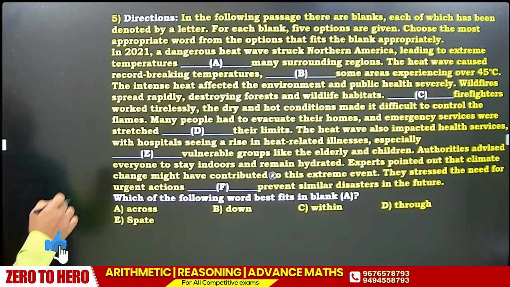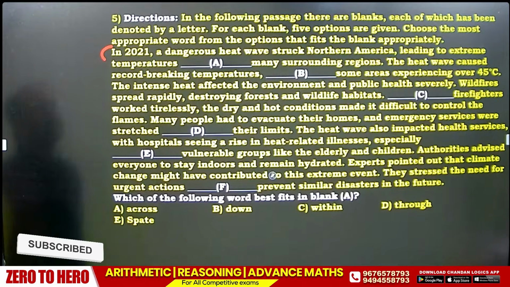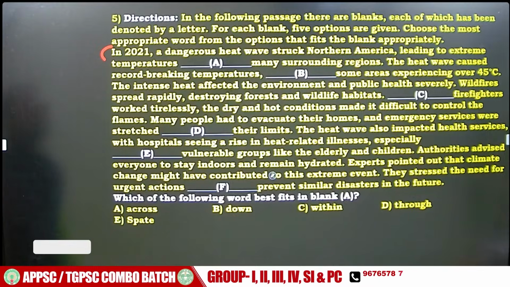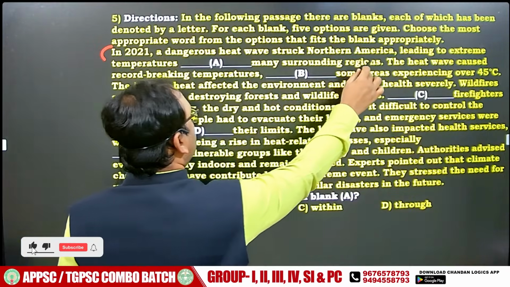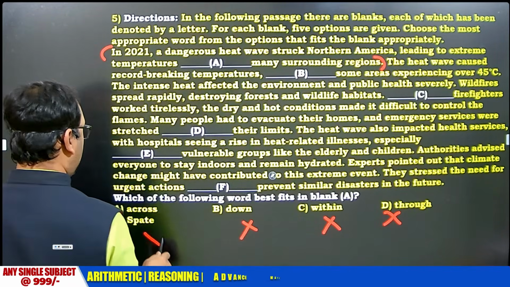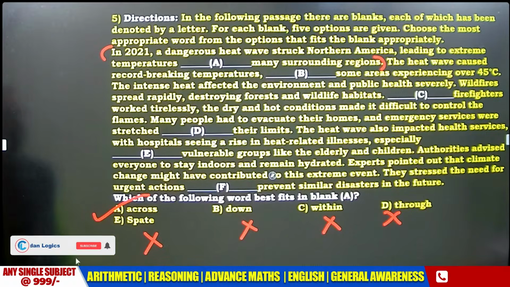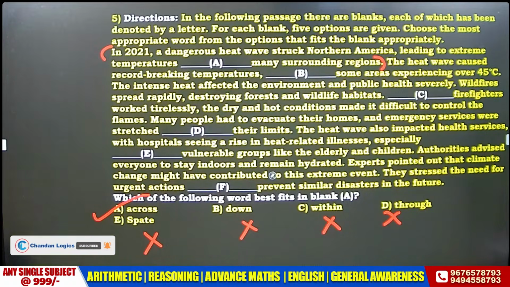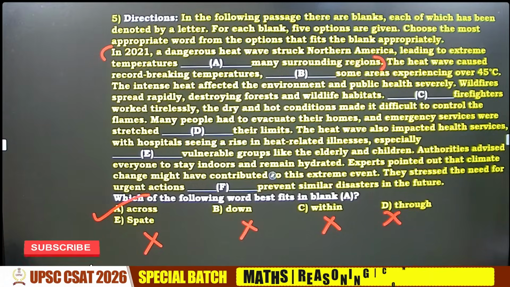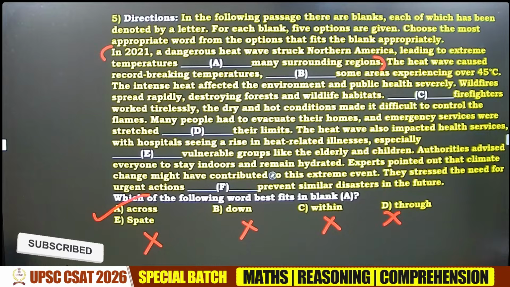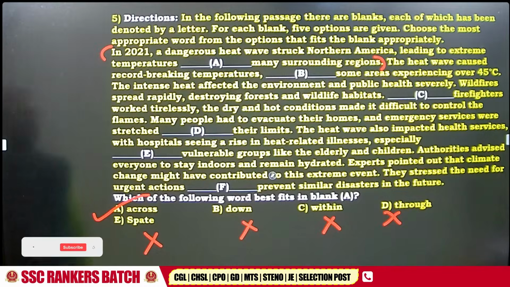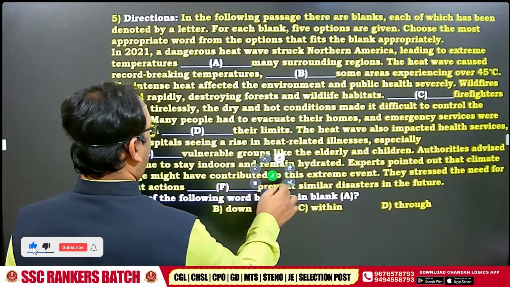Waiting for your answer. In 2021, a dangerous heat wave struck Northern America, leading to extreme temperatures, dash many regions. So dash many regions: through many regions, within many regions, down many regions, past many regions, across many regions. See, we use the word there across. So when we say across, it means across many regions. Okay, next. Here we go.